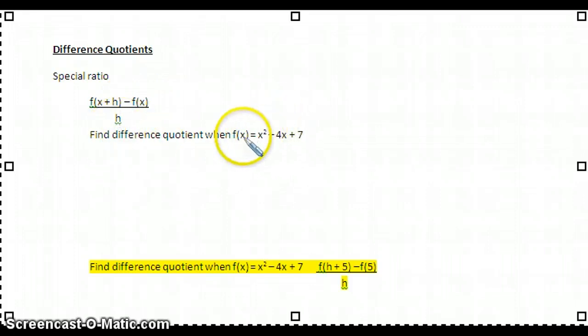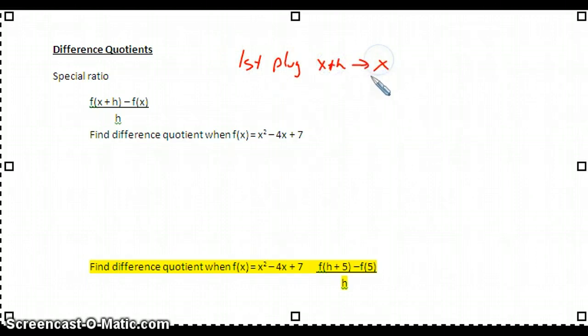So what you're going to do is plug in, if f of x is x squared minus 4x plus 7, the first thing you do is plug in an x plus h wherever you see an x. So take this equation, and wherever you see an x, here and here, plug in an x plus h.